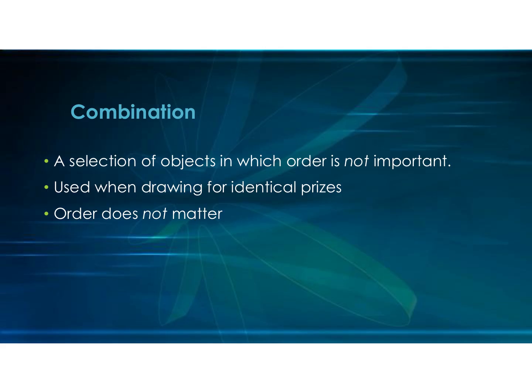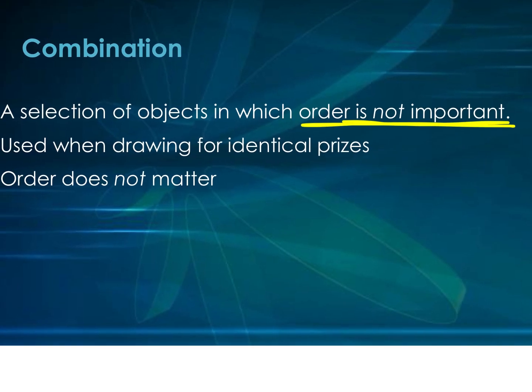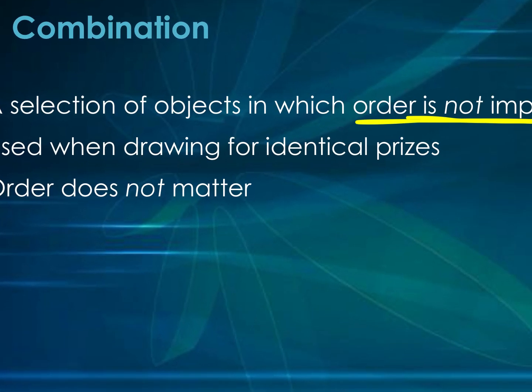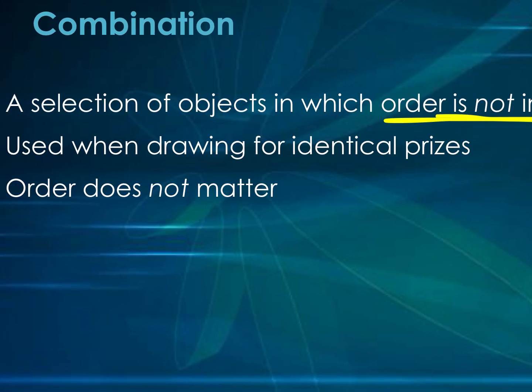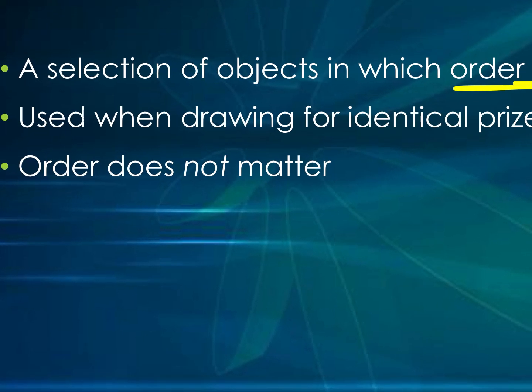So for combination, we said order is not important. Order does not matter. This is like when drawing from identical prizes, order does not matter. To give you an example, let's say I have specific colors, and I want to choose two colors, red and yellow. Those are my two colors.